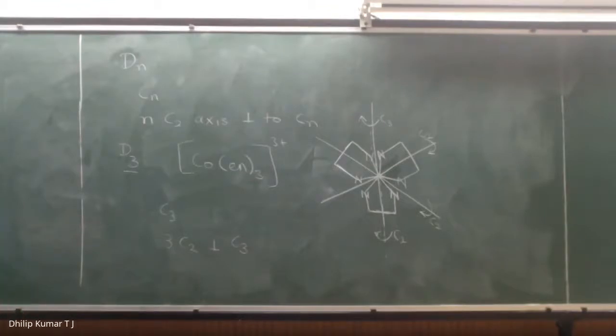Just take a look. Okay, so this is about D3, and for D5 the example is twisted ferrocene. So that is a D5.